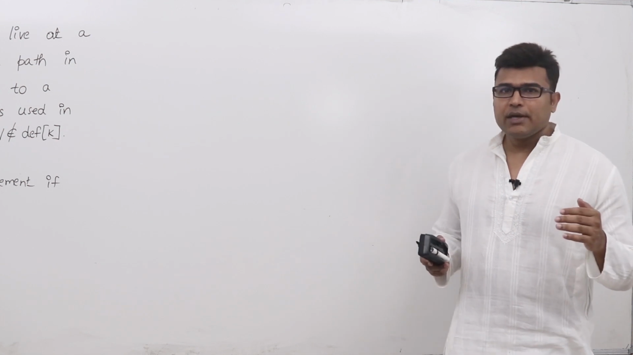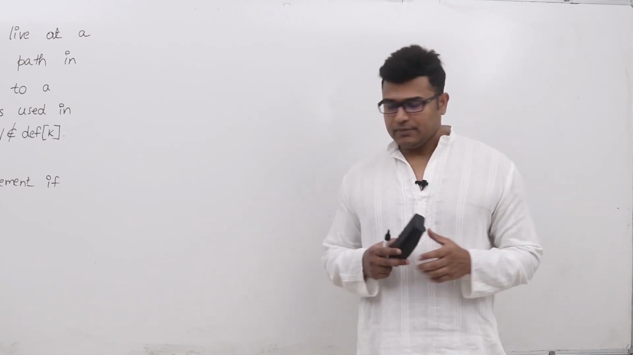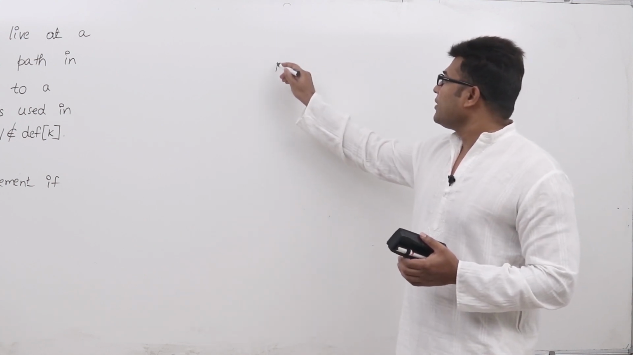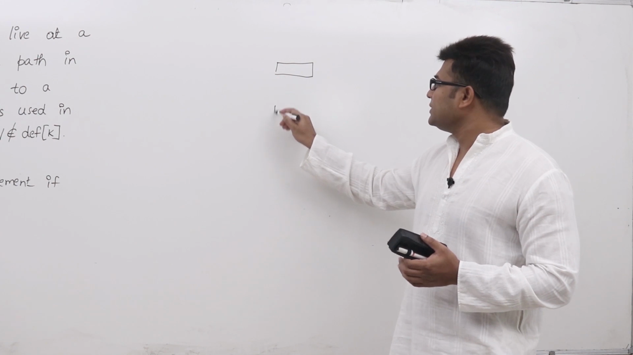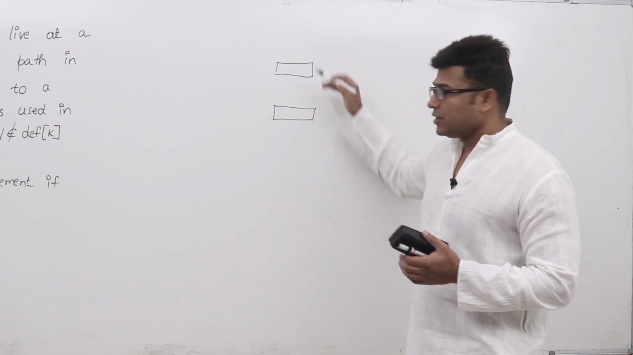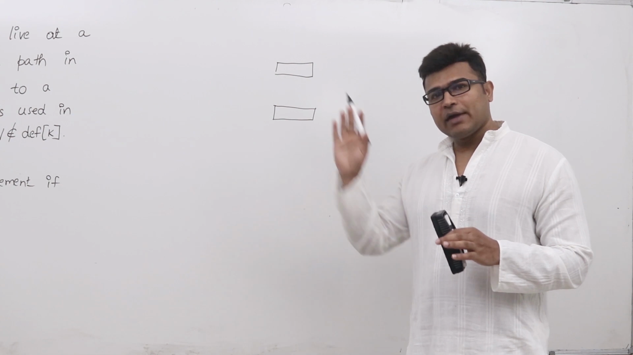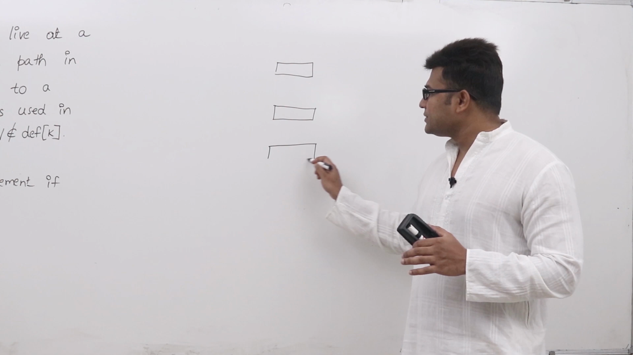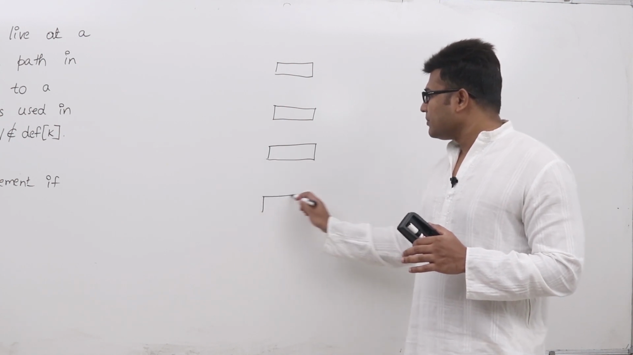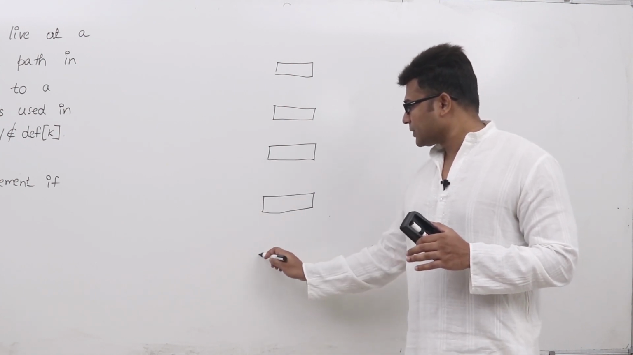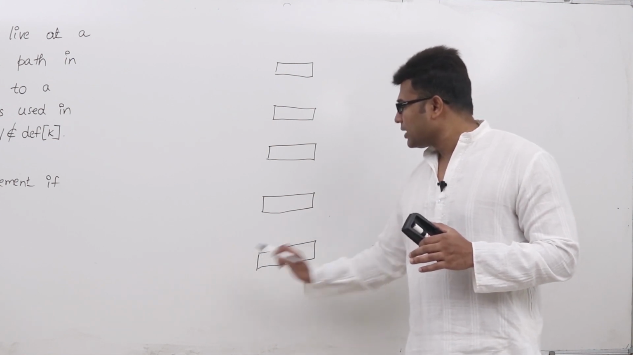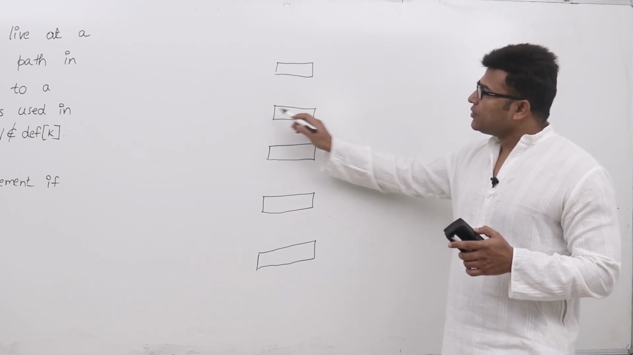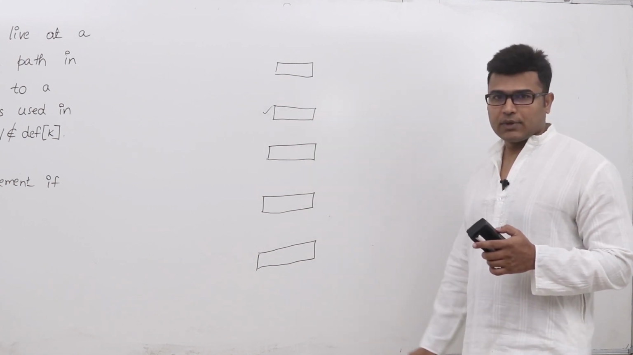Now, what do I mean by register allocation is, let us assume that we have a program. Let us say we have many statements in a program. These are not the basic blocks. We'll do the basic block analysis also later. For now, I'm thinking that these are just the statements in a program, right? And say we are executing this particular statement, this one.